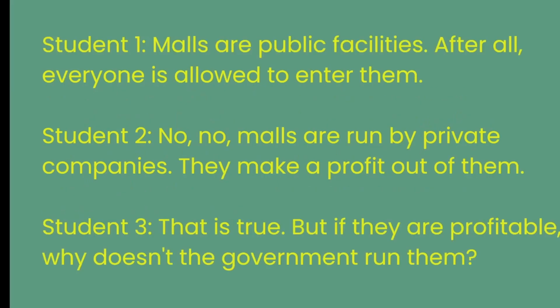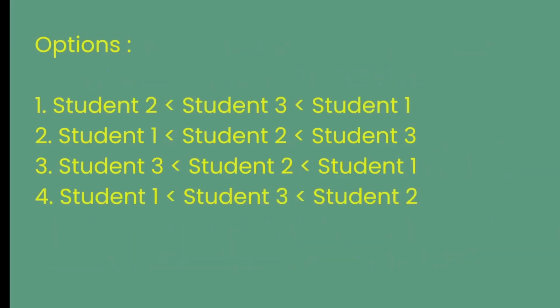Student 1 says malls are public facilities. After all, everyone is allowed to enter them. Student 2 says no, malls are run by private companies. They make a profit out of them. And student 3 says that is true, but if they are profitable, why doesn't the government run them? And the options are given like this. You have to say who has the least conceptual clarity and who has the most.